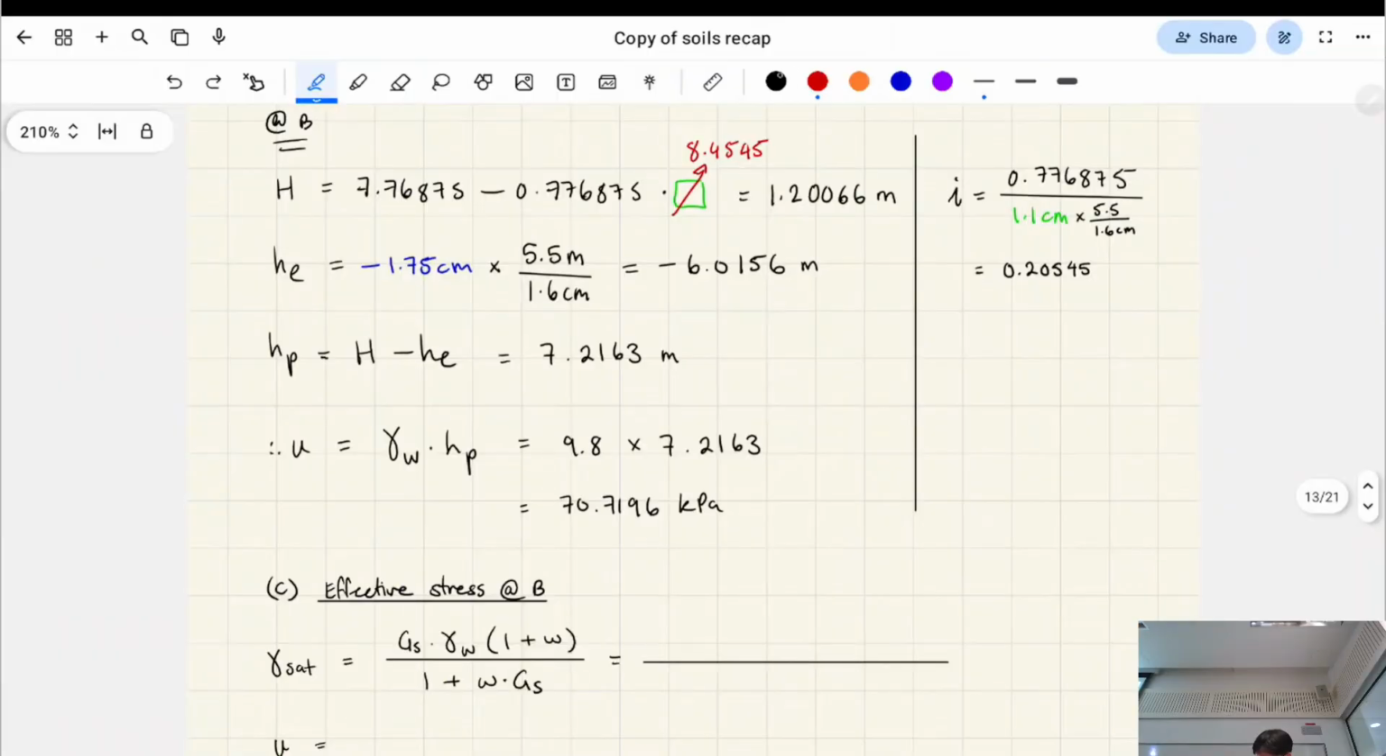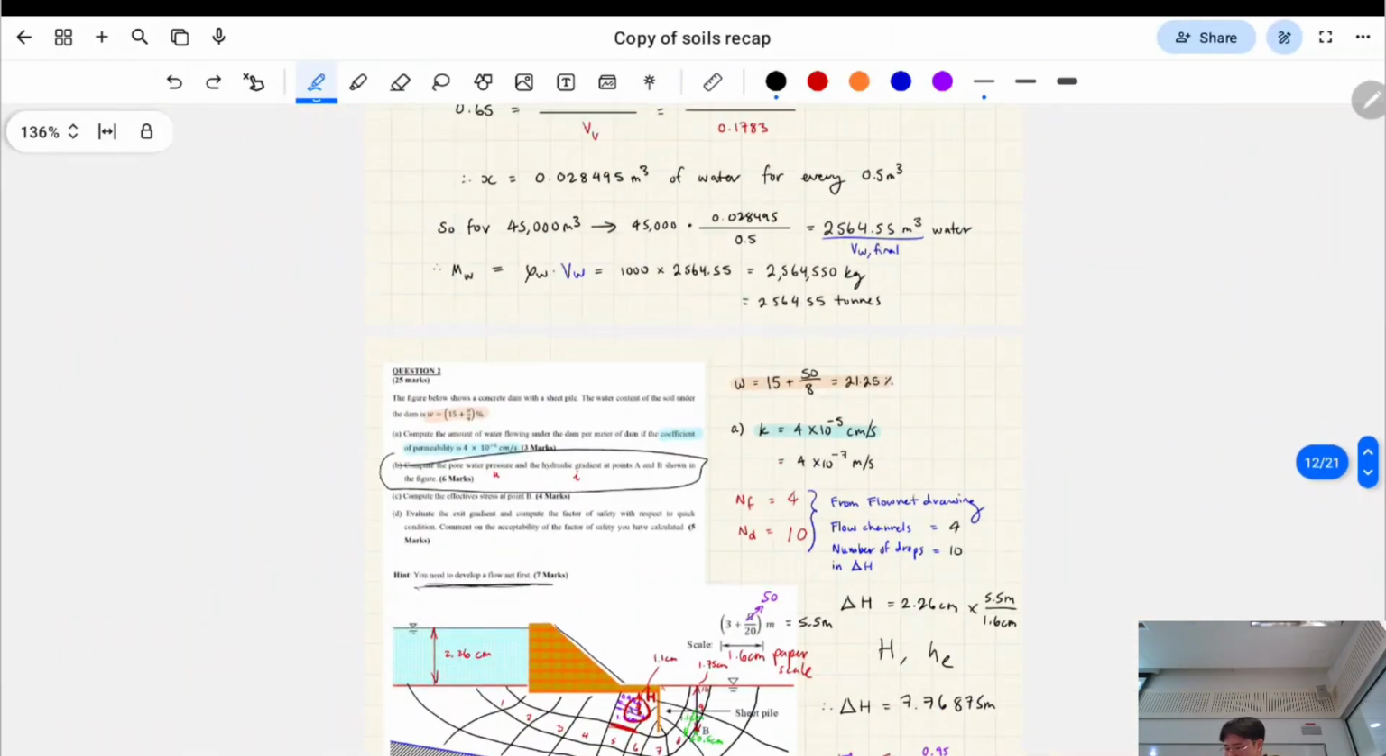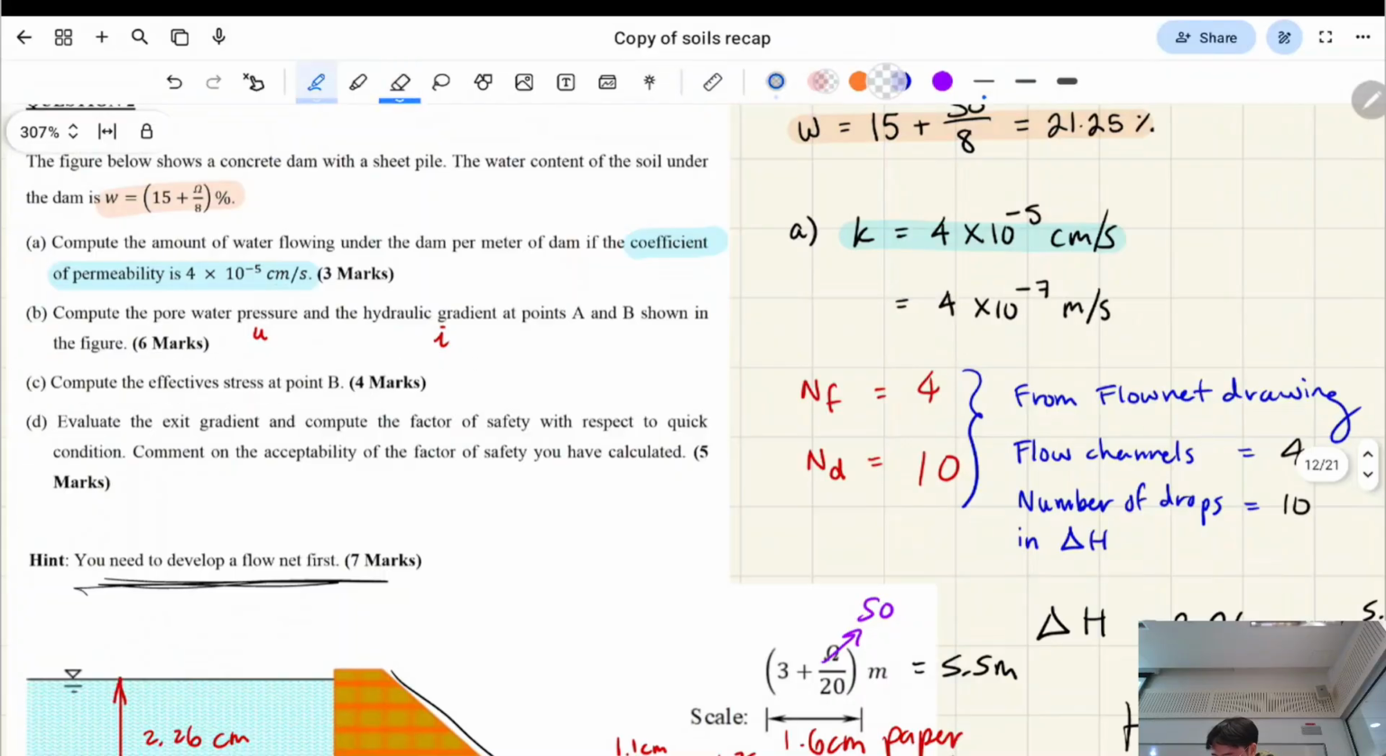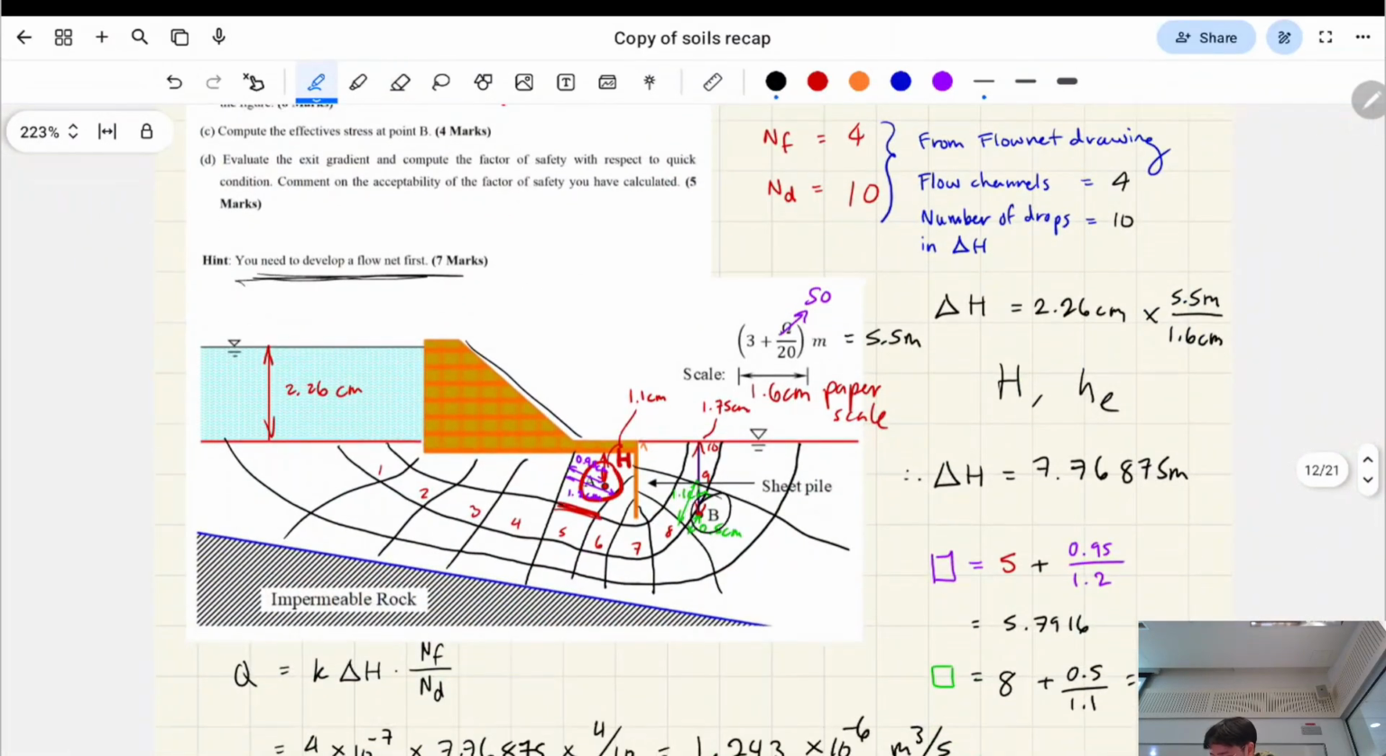Okay, we're going to keep going. I'm going slower than I was expecting. Okay, compute the effective stress at point B, right? So this time they don't care about point A, we're just going to look at B, right?